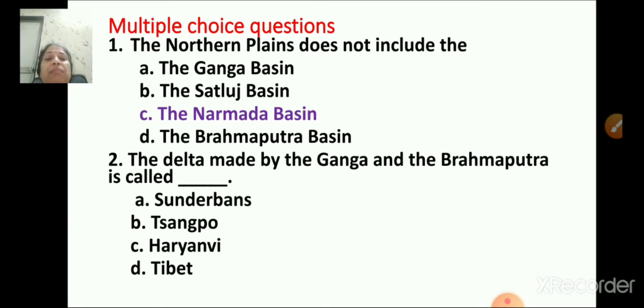Second, the delta made by the Ganga and the Brahmaputra is called dash. Options are Sundarbans, Sangpo, Haryanvi, Tibet. So what is the correct answer? Yes, Sundarbans.